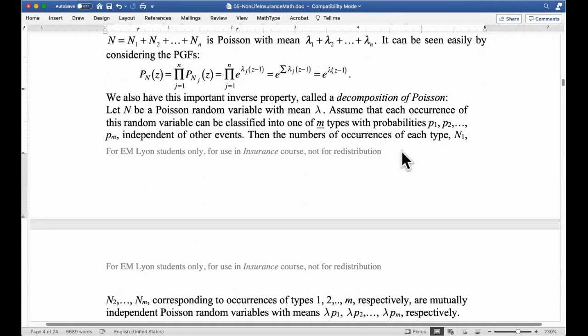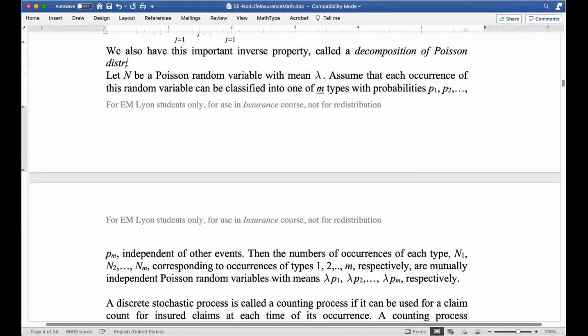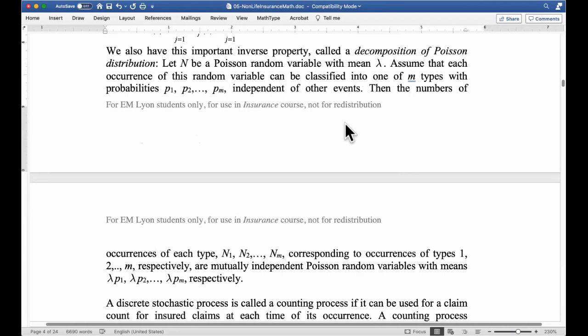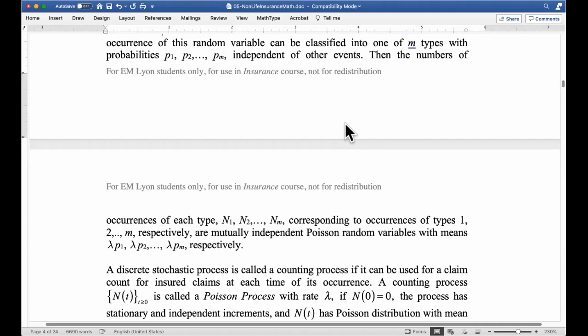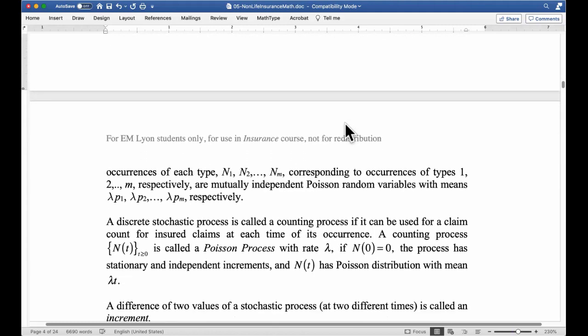We also have this important inverse property called the decomposition of the Poisson distribution. Let n be a Poisson random variable with mean lambda. Assume that each occurrence of this random variable can be classified into one of m types with probabilities p1, p2, up to pm, independent of other events. Then the numbers of occurrences of each type, n1, n2, up to nm, corresponding to occurrences of types 1 up to m respectively, are mutually independent Poisson random variables with means lambda p1, lambda p2, up to lambda pm.